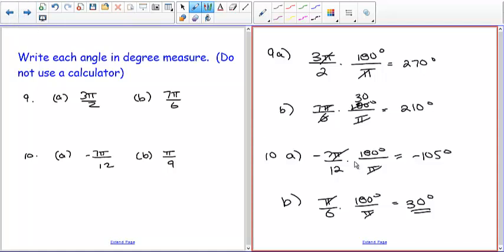Actually, it says do not use a calculator. I guess we did, yeah. I used the calculator after I canceled out pi. They just don't want you to put pi in there.